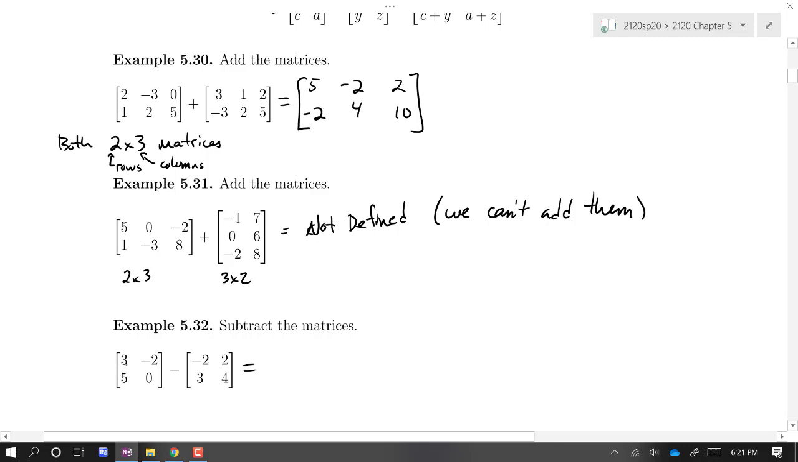This last one here, we're going to subtract some matrices. This works the same way that adding them does. We're just going to subtract component-wise or element-wise. So across the top row, 3 minus a -2 is 3 plus 2 or 5. -2 minus 2 is -4. Now along the bottom row, 5 minus 3 is 2, and 0 minus 4 is -4. So that's how you add and subtract.